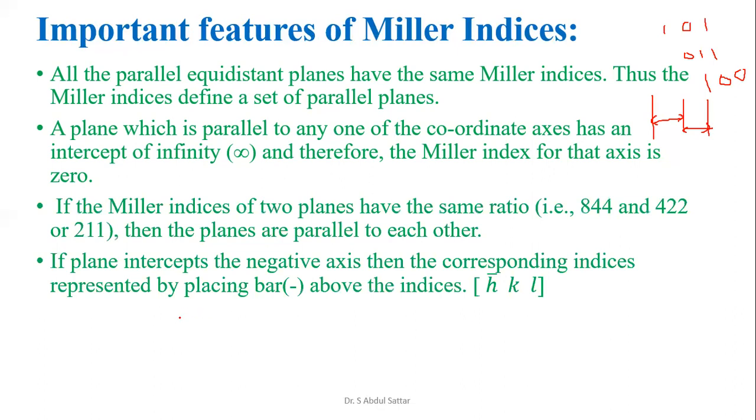And if the plane makes an intercept on the negative axis, then we have to put a bar above that Miller index. So if you put a bar above the first Miller index, then it intercepts on the negative x-axis. If you put a bar above the second Miller index, then it intercepts on the negative y-axis. If you put a bar above the Miller index along the z-axis, then it intercepts on the negative z-axis. Okay. So these are the important features of Miller indices.